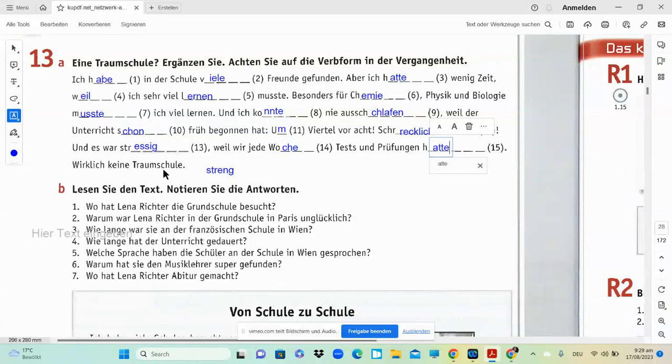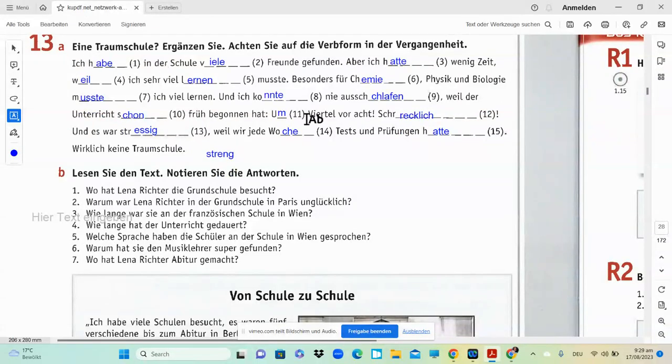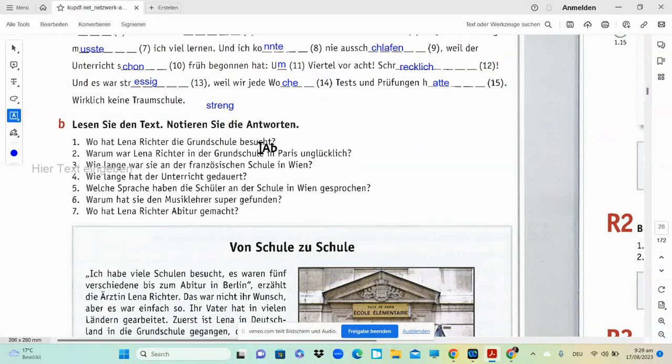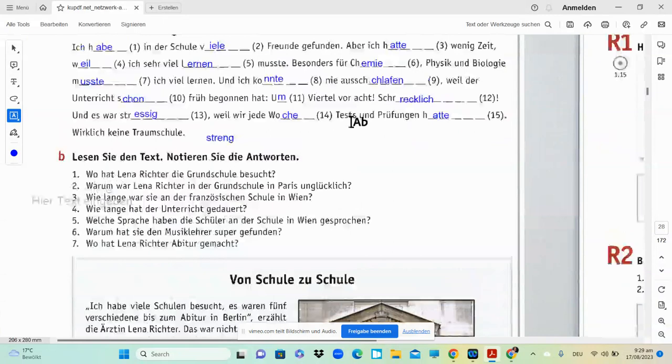Okay. Wirklich kein Traumschule. So of course it was not a dream school. So that is how a dream school was. Okay, so let's move ahead quickly with the last one now.